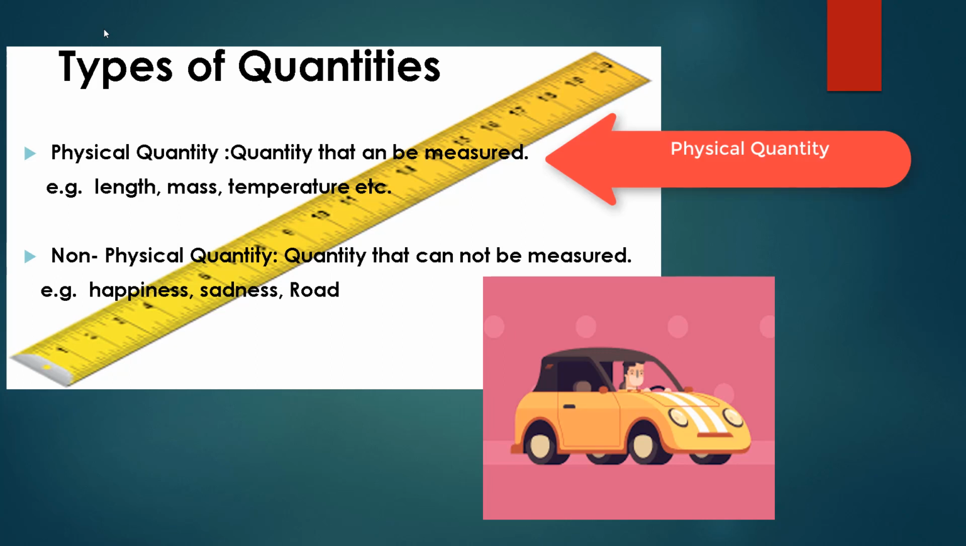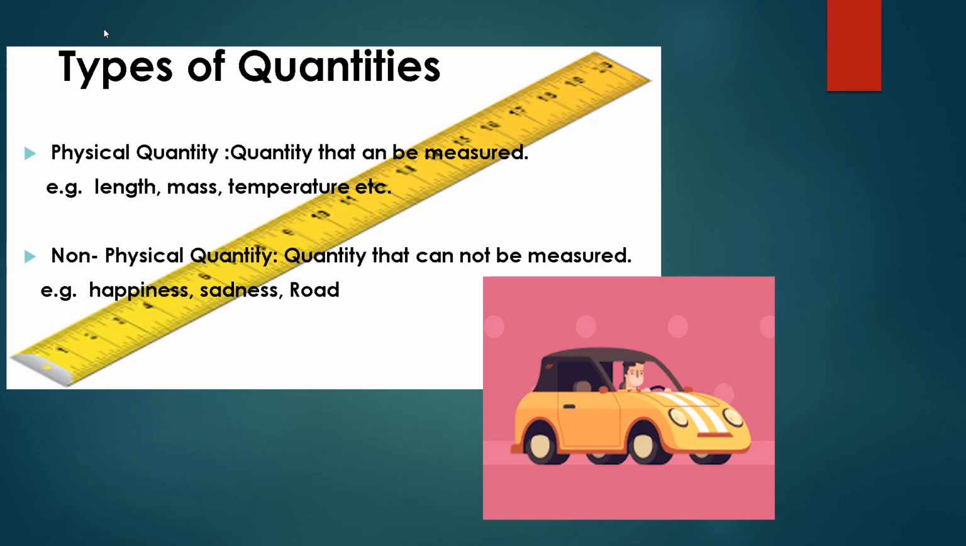So this is the physical quantity. The quantity that can be measured is called a physical quantity. For example, length, mass, temperature. Non-physical quantities are quantities that cannot be measured, like happiness, sadness, or even road. We can measure length, but not road.